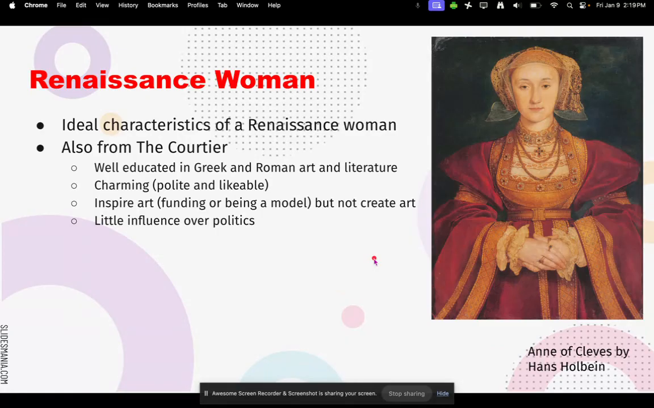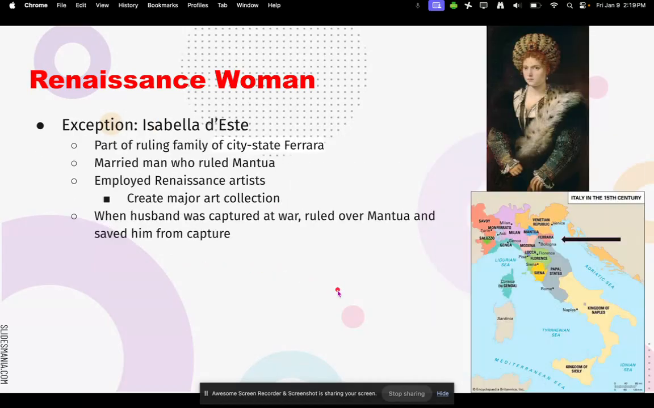Then you have the Renaissance woman. So that's the ideal characteristics of a woman in Europe during the Renaissance. They were to be well educated in Greek and Roman art and literature, to be charming, which is like polite and likable, to inspire art, either by funding it or being a model, but not to create art. No, women were very frowned upon to create art during the Renaissance, and also to have very little influence over politics.